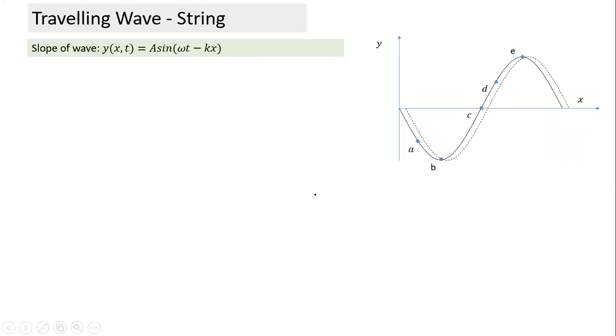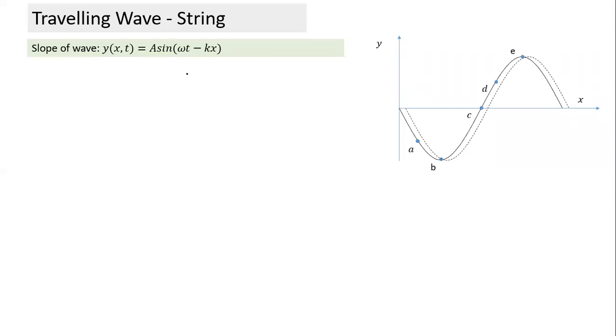What we have done yesterday, hopefully we have understood the basic equation of a traveling wave. And this is the wave equation. And this is the equation of a transverse wave, which means a wave is traveling along the x direction and every particle on the string is oscillating along the y-axis.